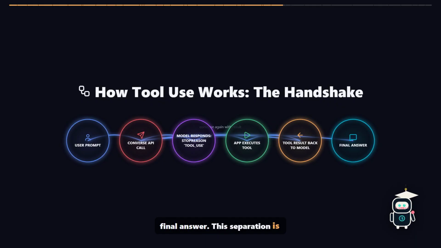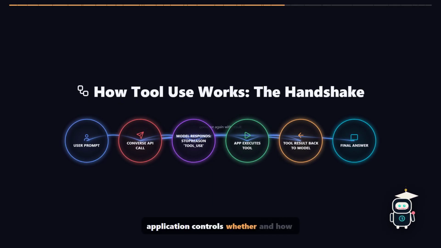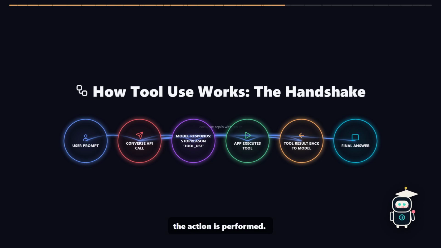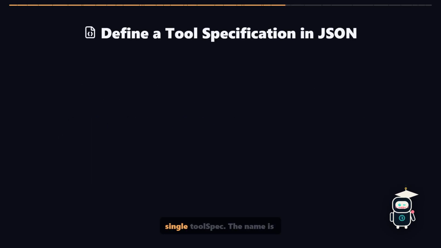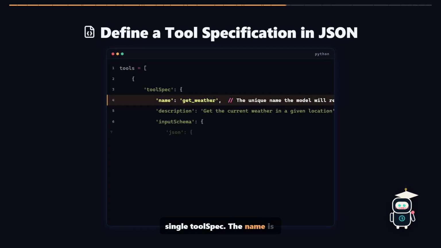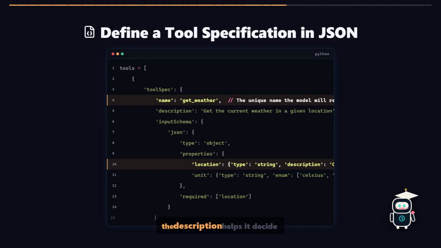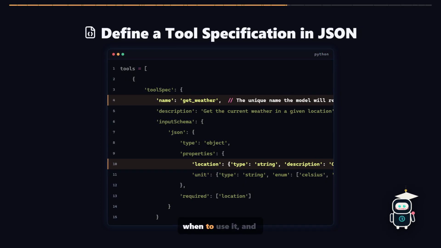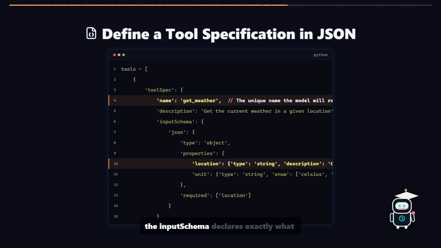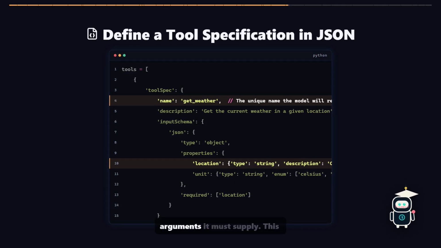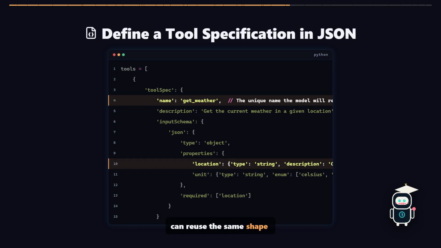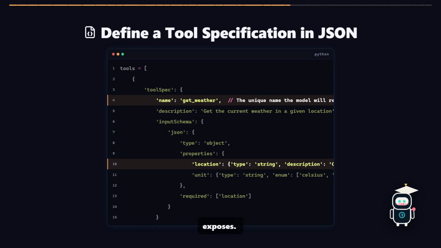This separation is important. The model decides what information it needs, but your application controls whether and how the action is performed. Define a list with a single tool spec. The name is what the model will call, the description helps it decide when to use it, and the input schema declares exactly what arguments it must supply. This schema is JSON-based, so you can reuse the same shape for any tool your app exposes.